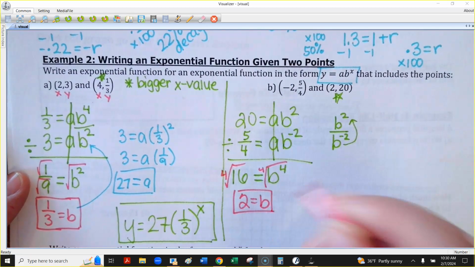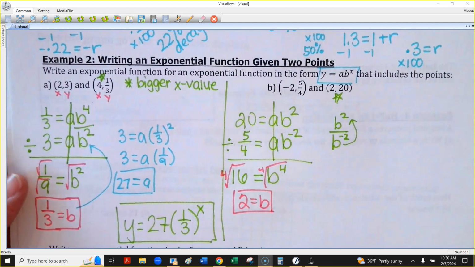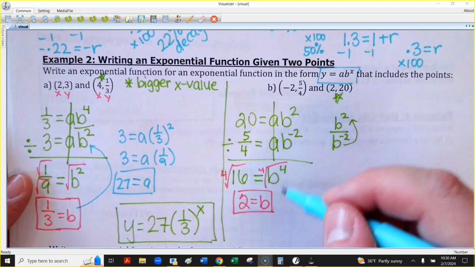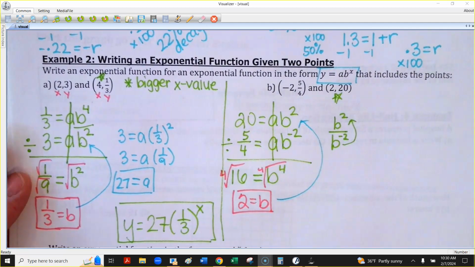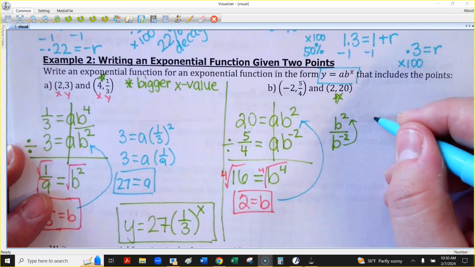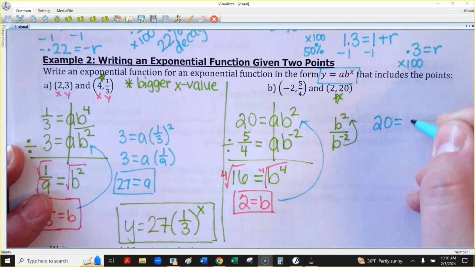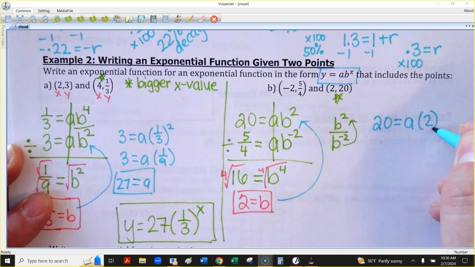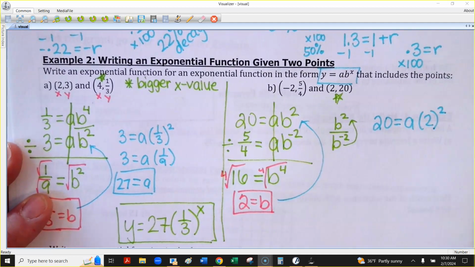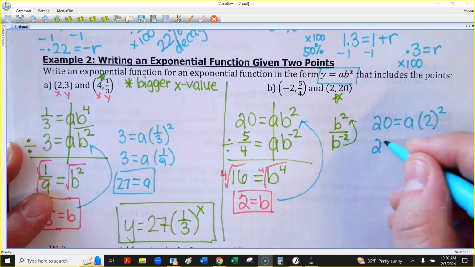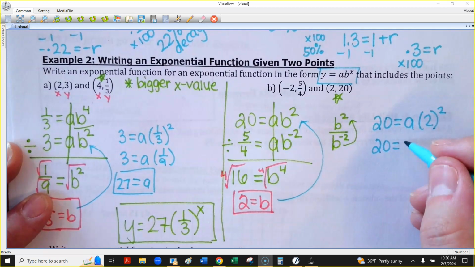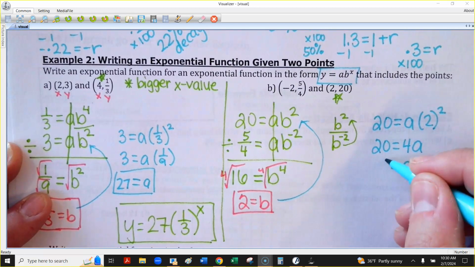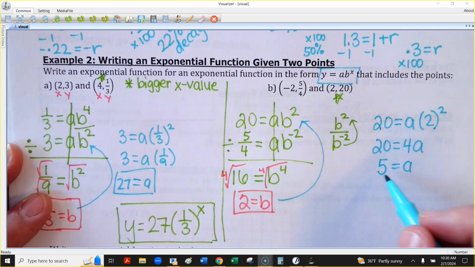Once you're there, pick something easy. Don't mess around with the fraction and the negative exponent. Plug it into the first equation. That's way easier. So I'm going to do 20 equals a. I still don't know, that's what I'm going to try and figure out. I know b now is 2, and then that's squared. So I'm just plugging it into that first equation. So I get 20 equals 2 squared is just 4, so that'd be 4 times a. And so if I divide both sides by 4, that's going to give me my a value.